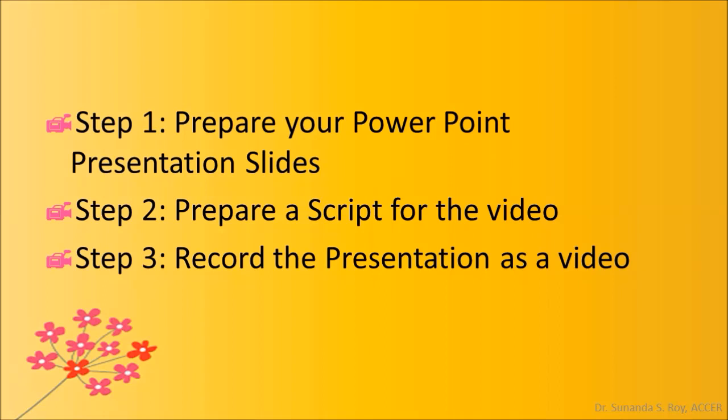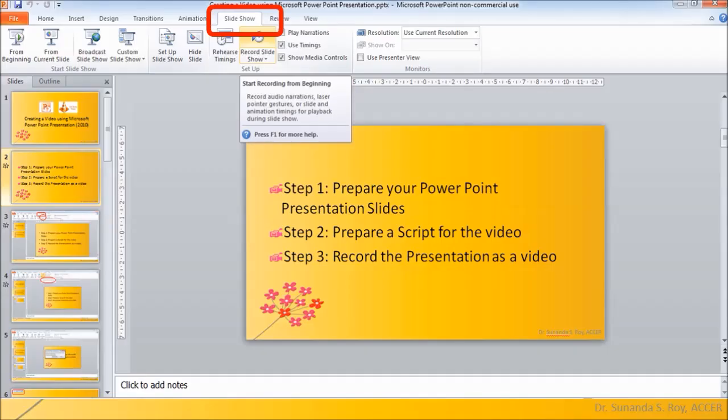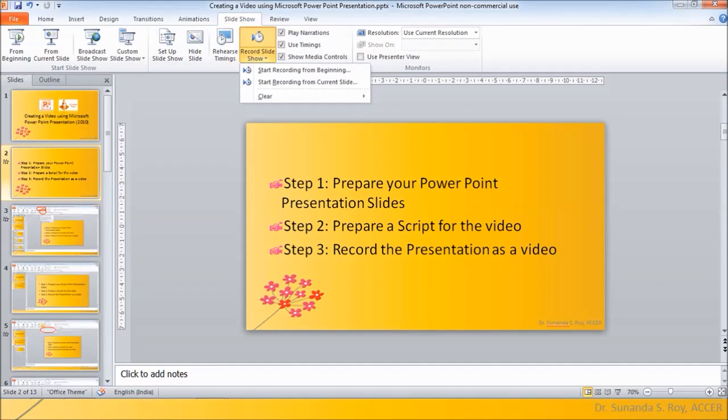Step 3 is recording the presentation as a video. So let's have a look at the process. Once your presentation is ready, you need to click on the slideshow tab. There you will find an option, record slideshow. When you click on this, you will get a drop-down box with two options. The options are start recording from the beginning and start recording from current slide.